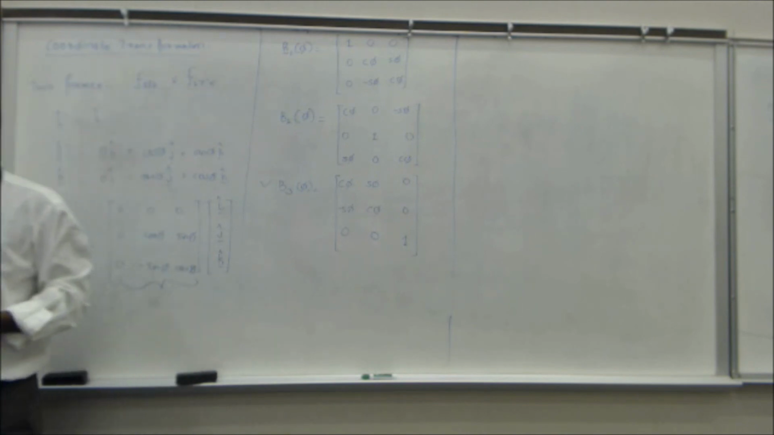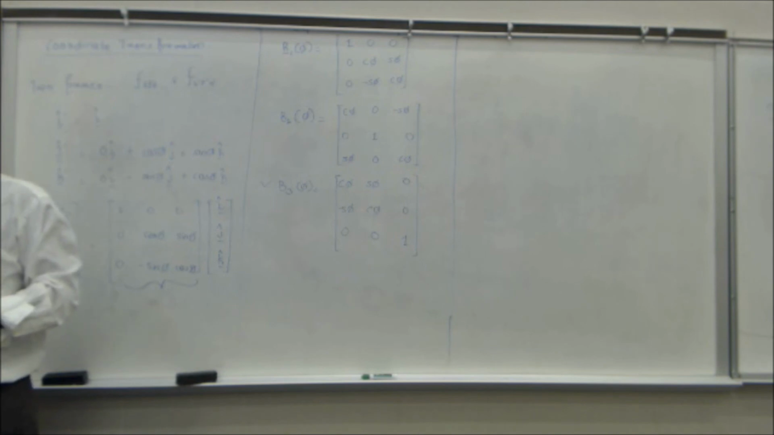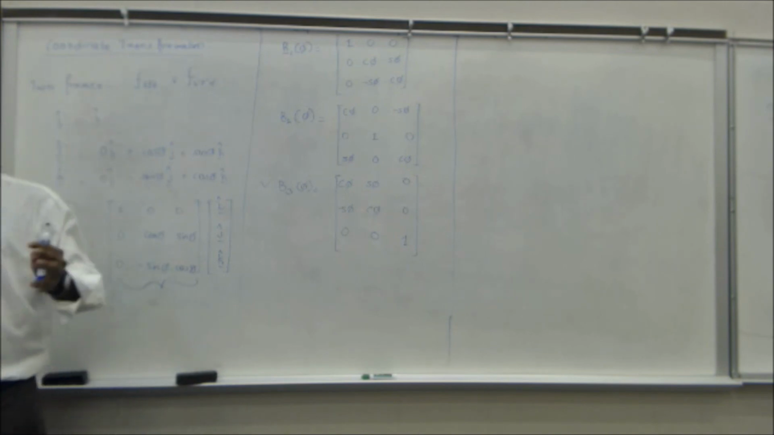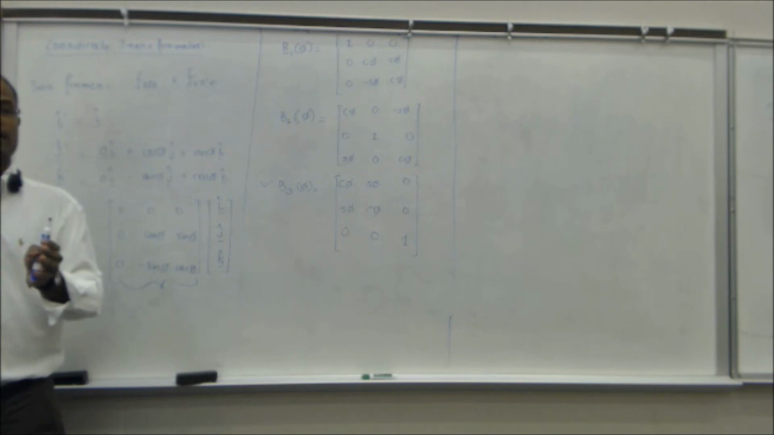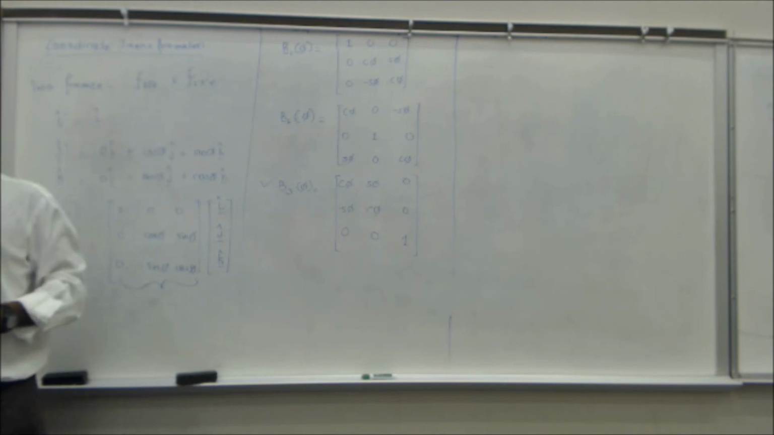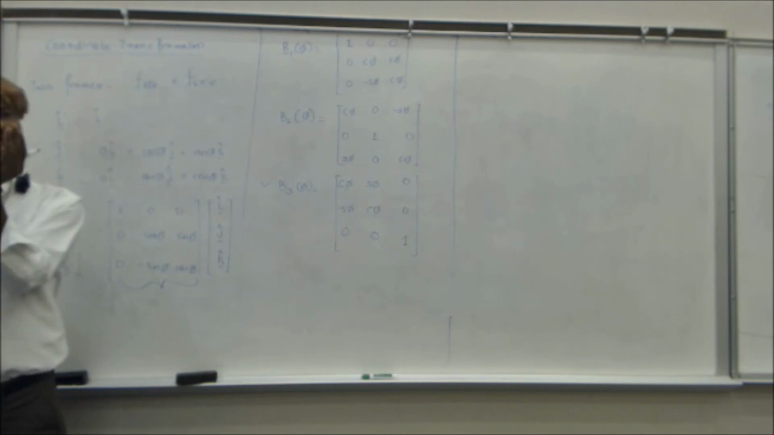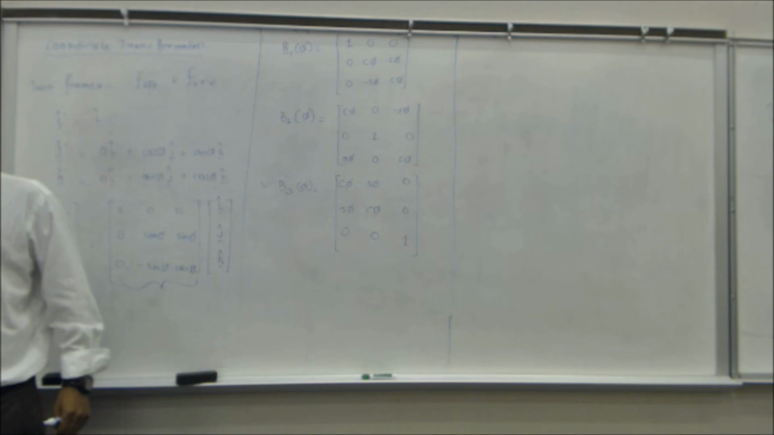The second rotation, can you identify it? Now your axes have changed. So the coordinate frame is x1, y1, z1. The second one is about? Right, because your x1 and x2 are the same, so it is about x. So you move it by angle beta.